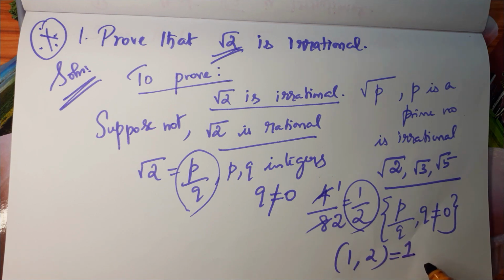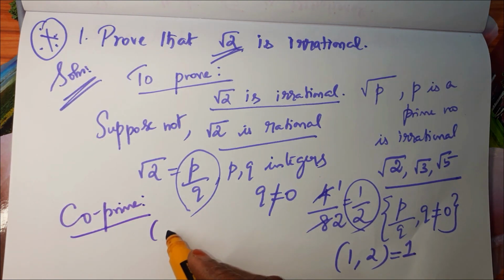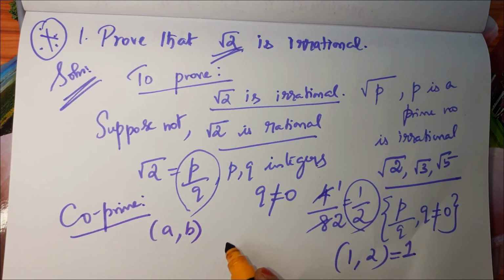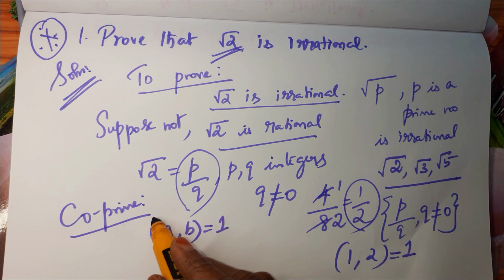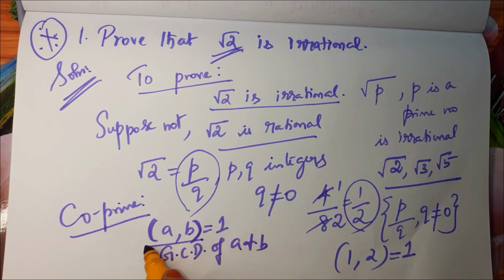Such numbers are called coprime numbers. What do you mean by coprime? We can say a and b are coprime when the greatest common divisor of a and b is 1. When we write GCD(a, b) in brackets equal to 1, in words we say the GCD of a and b is 1, the greatest common divisor of a and b is 1. Other than 1, they don't have any common factor. Such numbers are called coprime numbers.